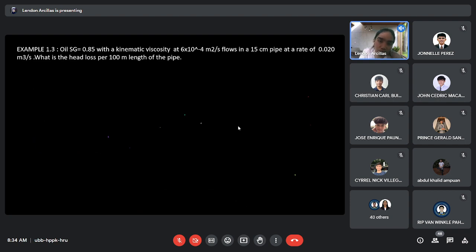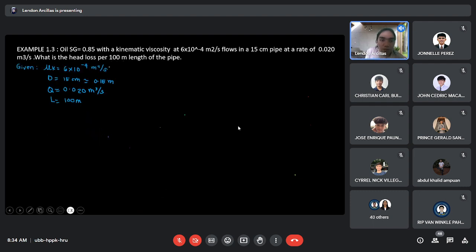So let's try to solve this one. There is an oil with a kinematic viscosity flows in a 15 centimeter pipe at a rate of 0.0220 cubic meter per second. What is the head loss per 100 meters of length?